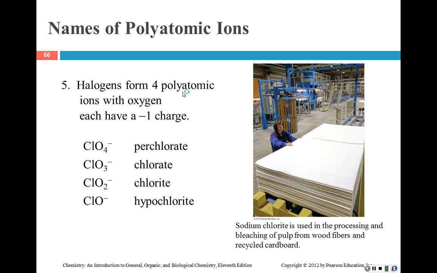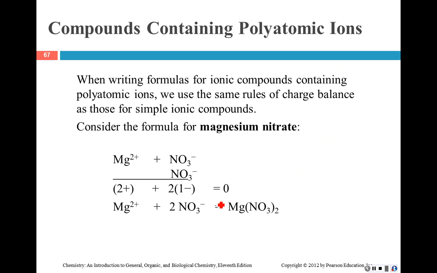The halogens, the chlorines, bromines, iodine, fluorine, form 4 polyatomic ions with oxygen. All of them have a -1 charge. So you can have perchlorate, which has 4, chlorate, which has 3, chlorite, which has 2, and then hypochlorite, which has only 1 oxygen. But remember, they're all a -1 charge.